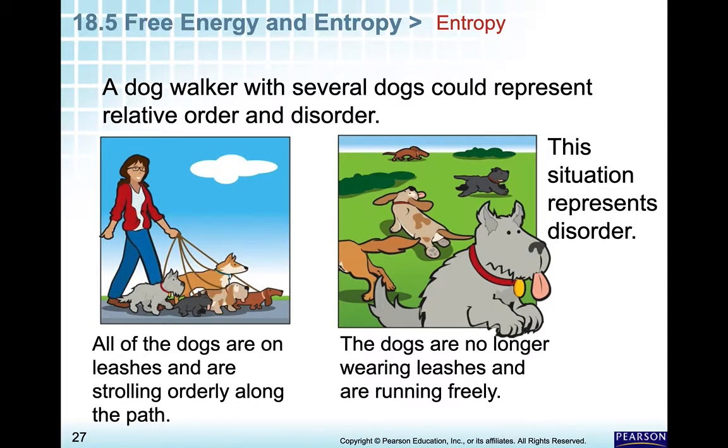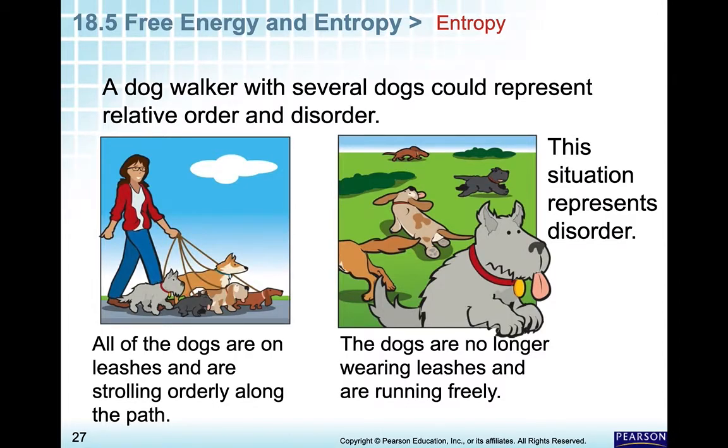Here's another example just to sort of bring this into an applicable example. So think about dogs. In this first picture, all the dogs are on a leash. They're strolling along in a pretty orderly fashion. We know that that's not a typical situation, right? It takes a lot of training for a whole group of dogs to do that.